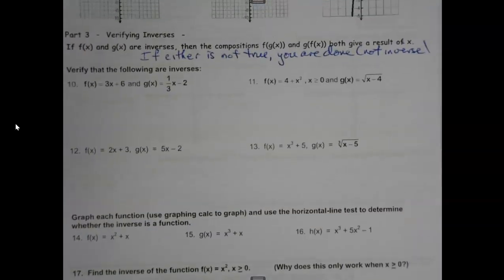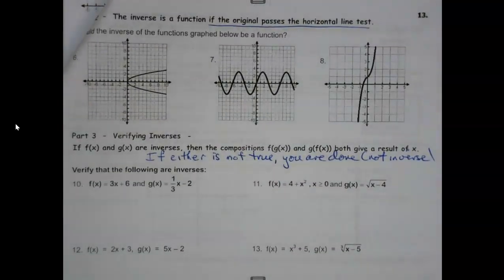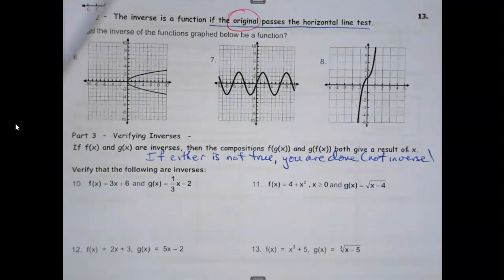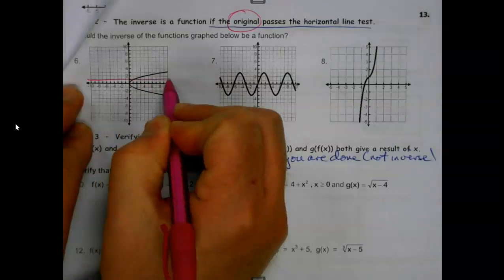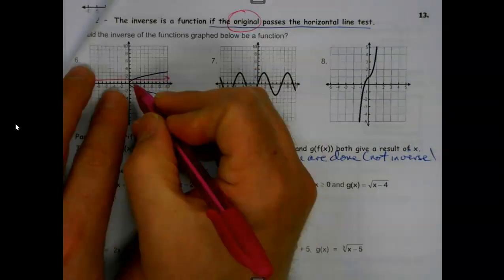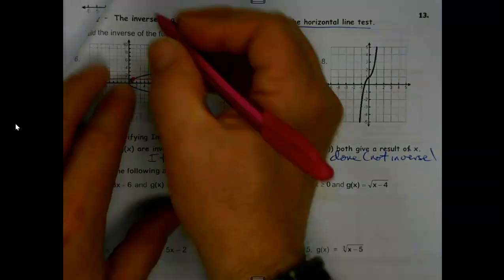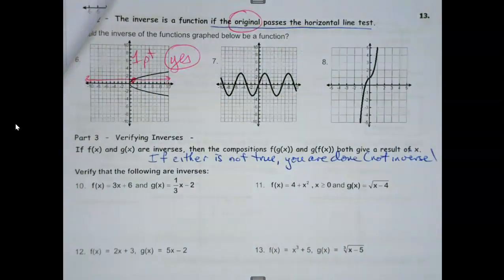Okay, next piece. The inverse is a function if the original passes the horizontal line test. So if you're just given a graph and you say, hey, is the inverse going to be a function? You just take a horizontal line somewhere through the middle, and just like when we did the vertical line test, if it goes through at one point, like this one did, then yes, the inverse would also be a function.